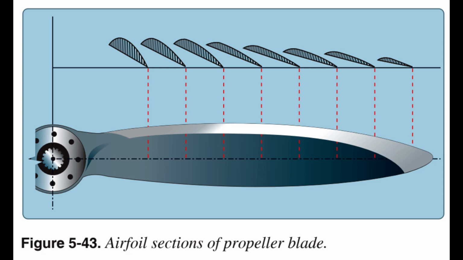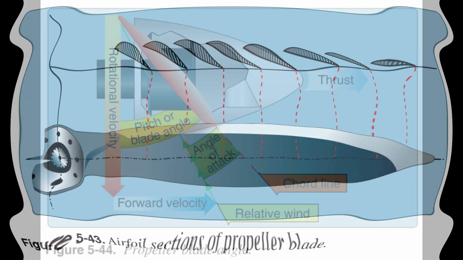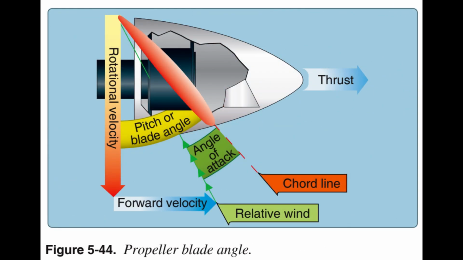The chord line is an imaginary line drawn through the blade from its leading edge to its trailing edge. As in a wing, the leading edge is the thick edge of the blade that meets the air as the propeller rotates. Blade angle, usually measured in degrees, is the angle between the chord of the blade and the plane of rotation and is measured at a specific point along the length of the blade. Figure 5.44.